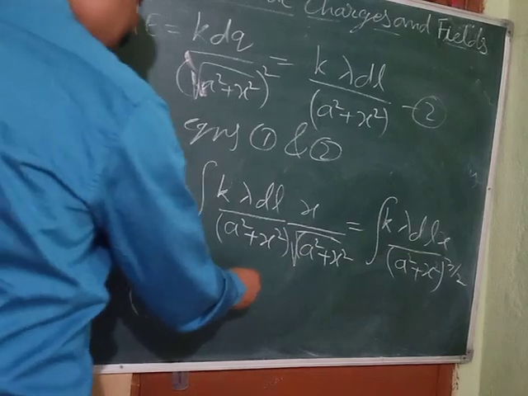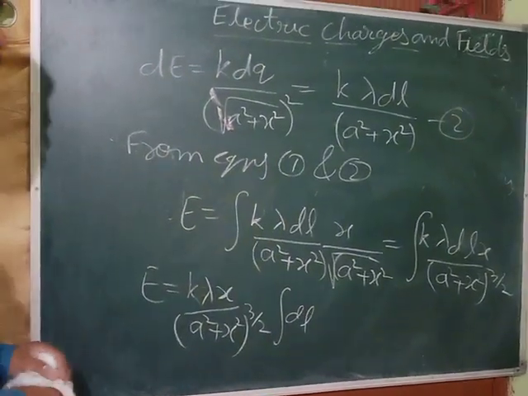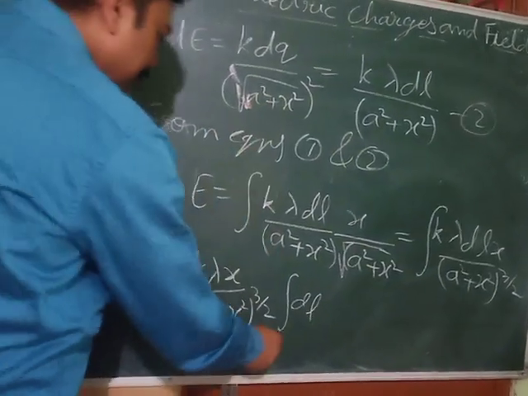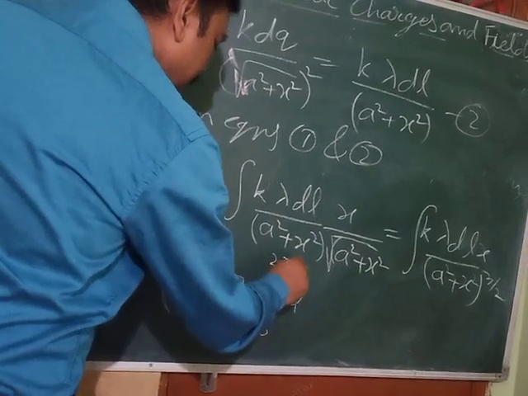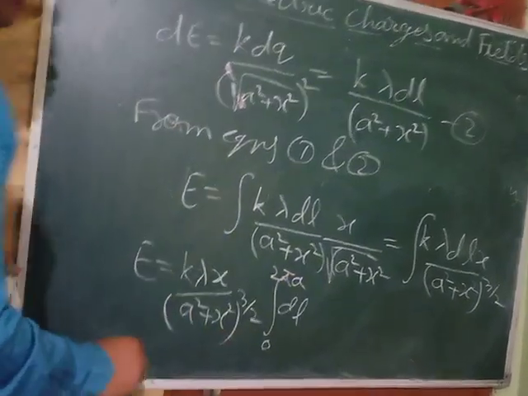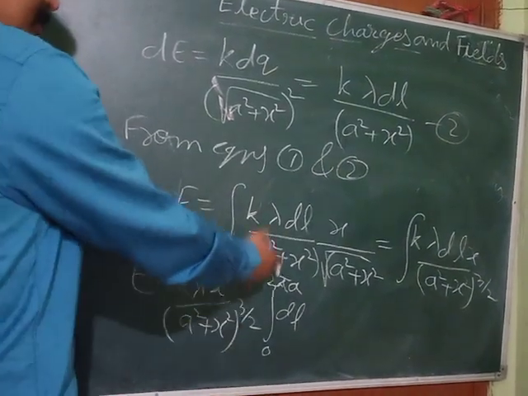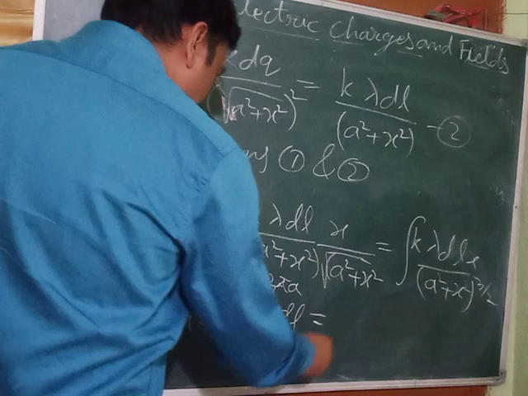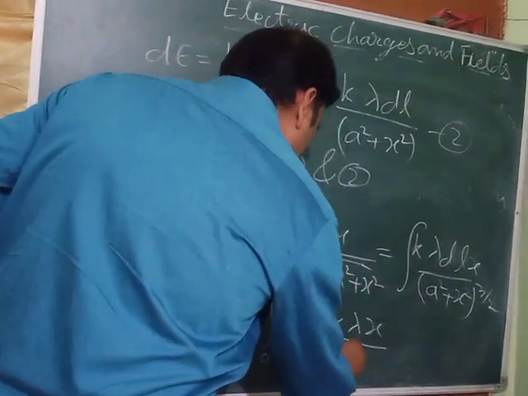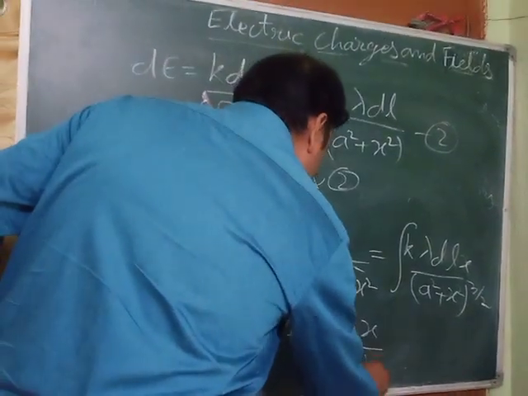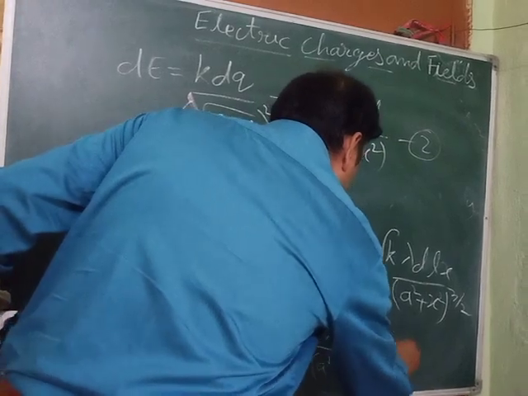We need to integrate dl, and dl will be integrated from 0 to 2 pi a, because the total circumference is 2 pi a, as the radius is a. So what will we get? We will get obviously 2 pi a from here. So we will get k lambda x upon (a square plus x square) to the power 3 by 2 into 2 pi a.